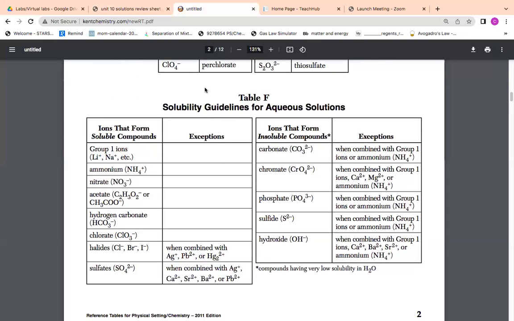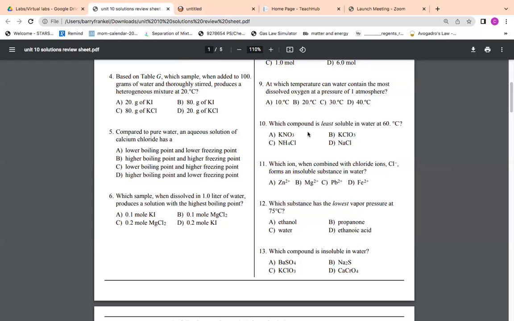Again, I'm going to write down what our choices were. So they're asking which one would form an insoluble substance in water. Choices were zinc, magnesium, lead, and iron. So we have to look over here for the halides. That's chloride. Chloride is typically soluble except if it's with any of these things. So the only choice would be lead. If you take lead and you combine it with chlorine, it is insoluble. It will form a solid, sink to the bottom of your solution. So number 11 was choice C.